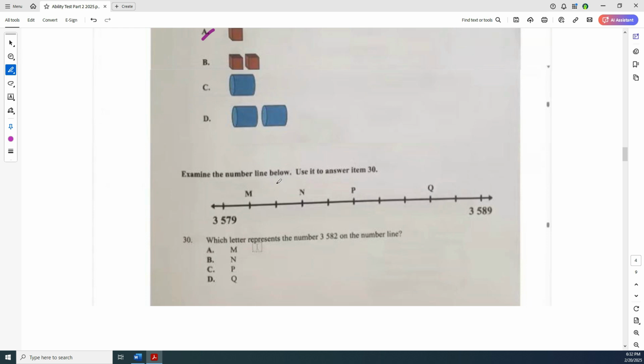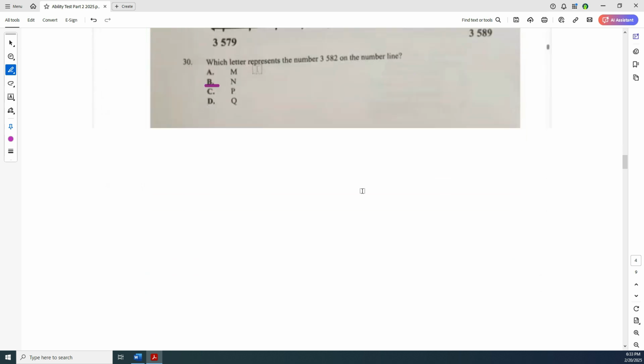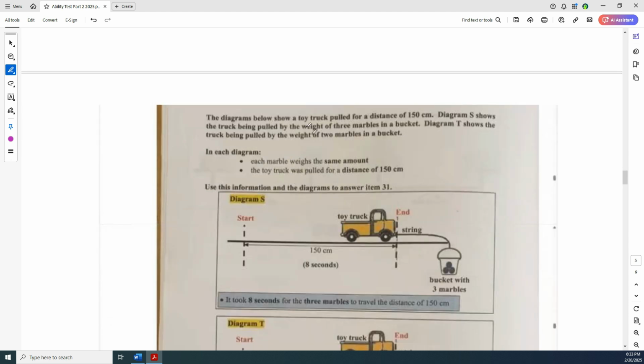Examine the number line below. Use it to answer item 30. Which letter represents the number 3582 on the number line? So this is 3579. Then this is going to be 3580, 3581, 3582. So that would be N. So N would be the correct answer. So 30 is N.